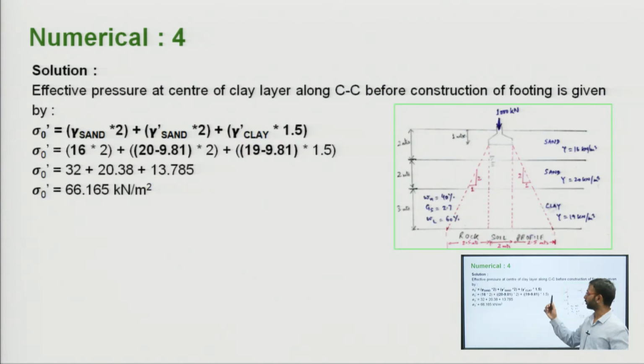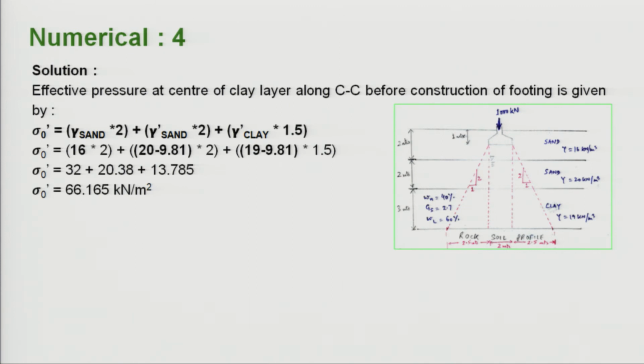Now, we will find out the effective stress at the center of the clay layer. Before the construction of the footing, what we have already found out is the change in pressure due to the construction of the footing, that is 1000 divided by that area at the center of the compressible layer. Now, sigma dash is equal to gamma sand into 2 plus gamma dash sand into 2 plus gamma dash clay into 1.5. You can easily note these things in the figure, because we will first find this for the sand layer, that is 16 into the thickness of this layer.